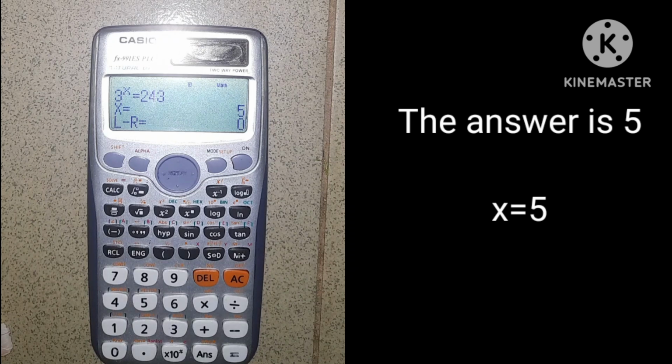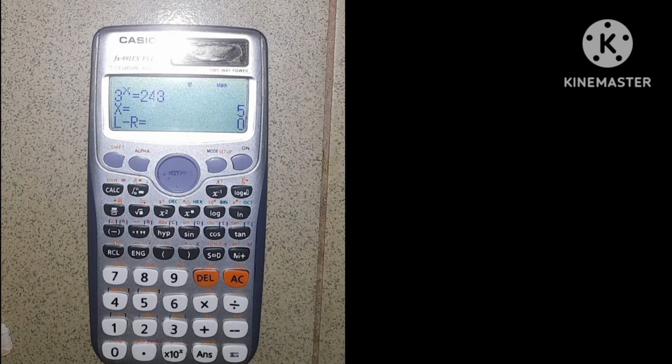So now this one is an OBJ question in a WAEC past question.